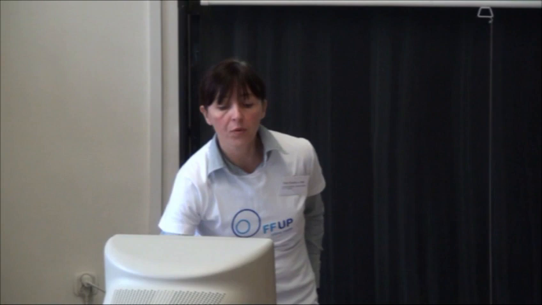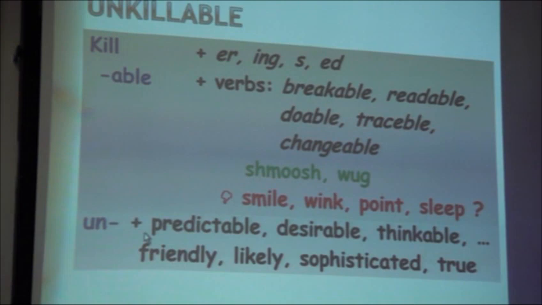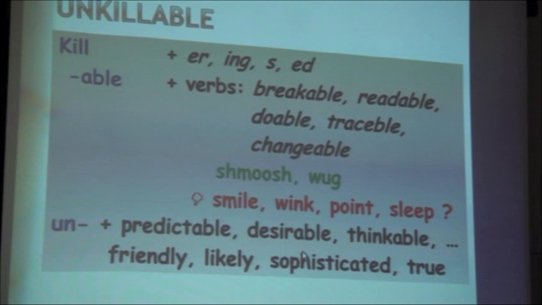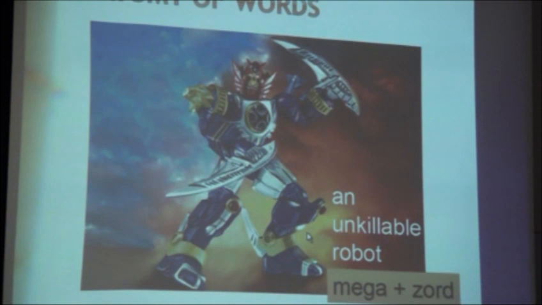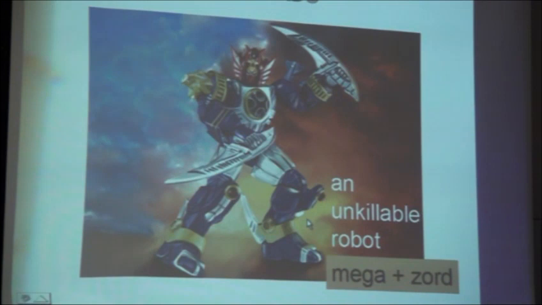And of course, all of you can be negative and add a negative bit before an adjective and create not only unkillable but also unpredictable, undesirable, and all these other different words. Okay, and since you're from this generation for whom everything is mega, you also can see inside words like Megazord and separate mega as a creative bit that can be hooked on to so many other words.